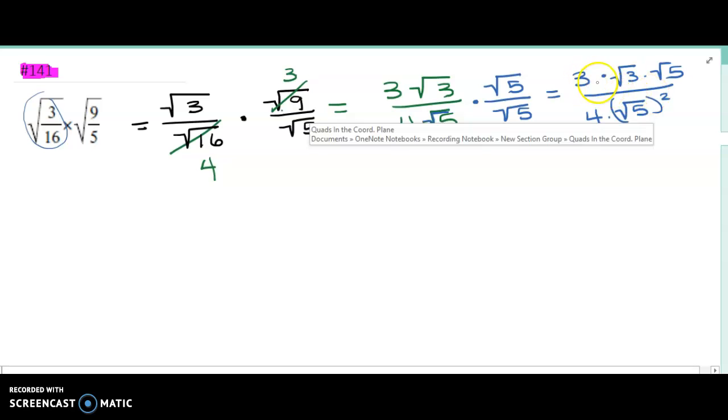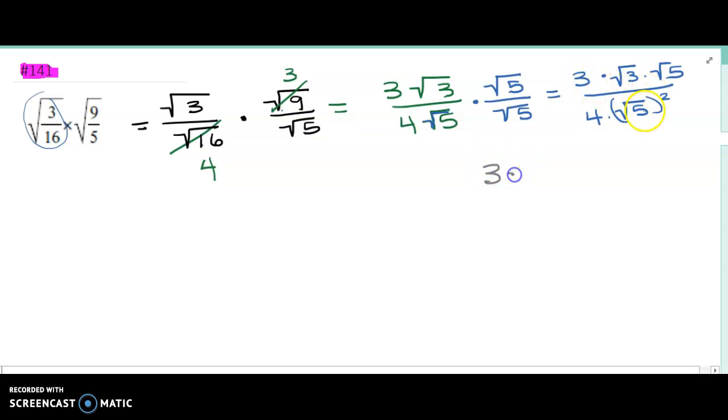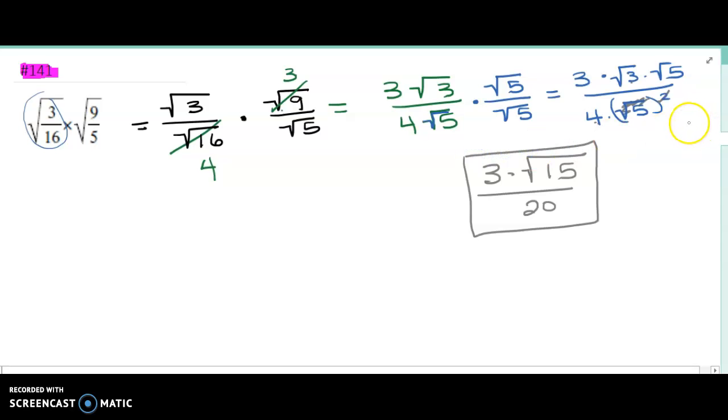Okay, so on the top, 3 times square root of 3 times square root of 5 is just square root of 15 over 4 times square root of 5 squared. Well, square root of 5 squared, guys, the squared and the square root cancel out. So this is just 4 times 5, which is 20. Square root of 15 does not simplify. Here is my answer.